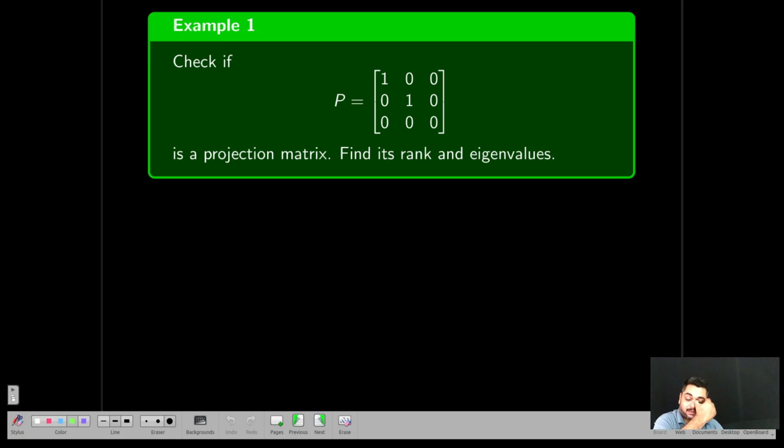We'll take a simple example. Check if it's a projection matrix and find its rank and eigenvalues. Now, how will you say it's a projection? Again, the square of this should be equal to P. So we will take 1 0 0, 0 1 0, 0 0 0 into P.